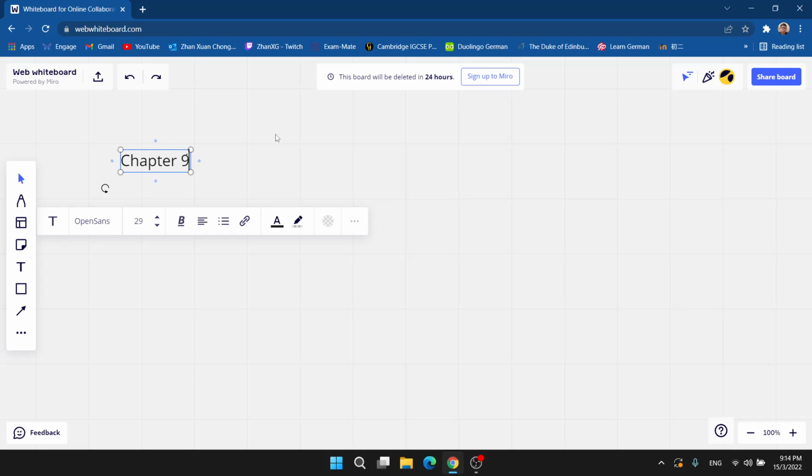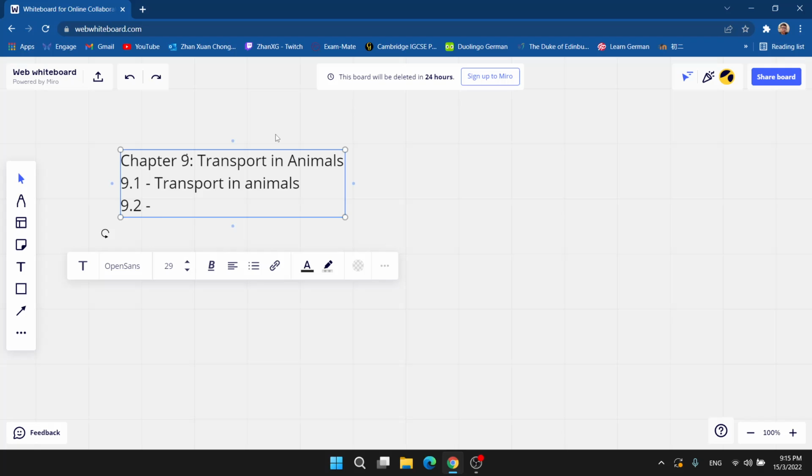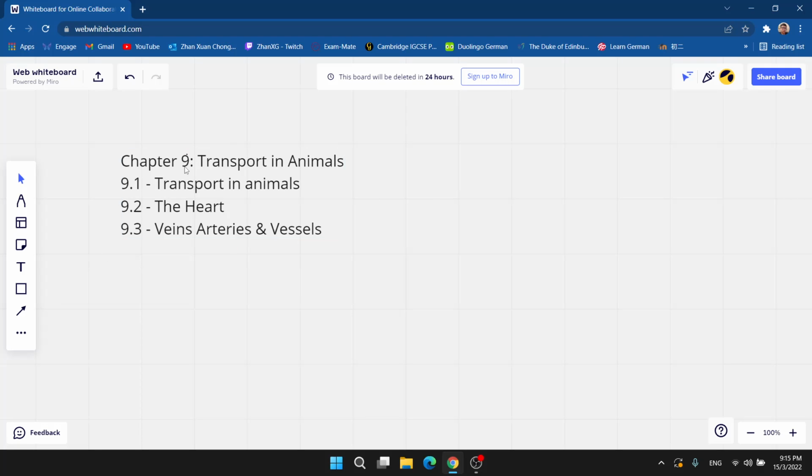Chapter 9 will be transport in animals. As I said before, today we're just going to go through transport in animals, the basic ones. We're going to introduce the heart, the veins, arteries, and vessels. Transport in animals is all about the circulatory system, the first thing you can actually think of.